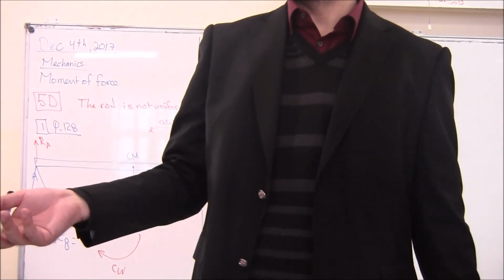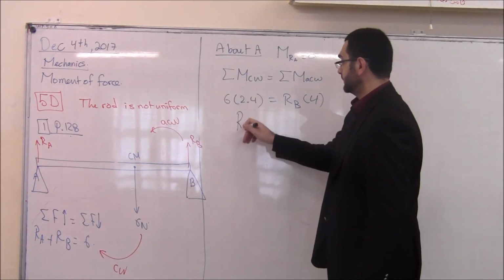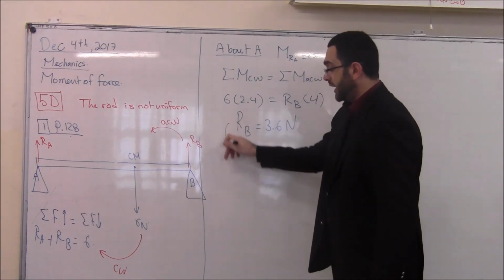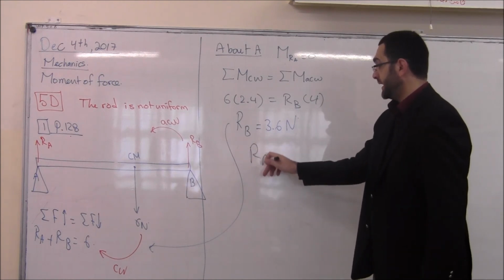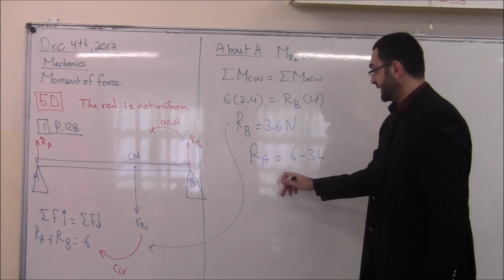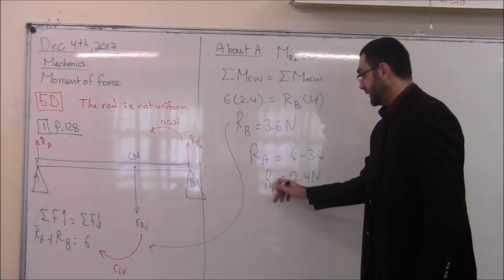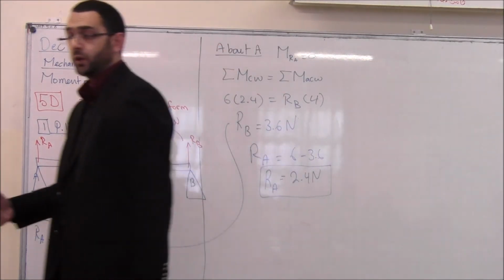So RB equals 3.6 newtons. Substitute RB here. So RA equals 6 minus 3.6, which is 2.4 newtons. This is RA. Any major difference? No.